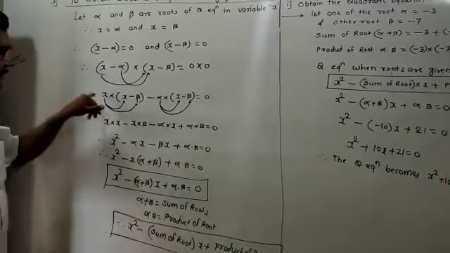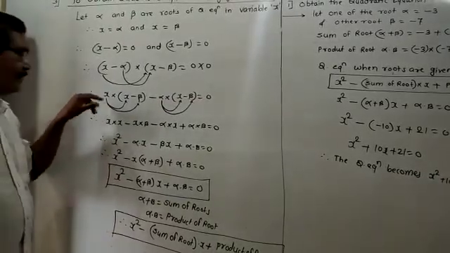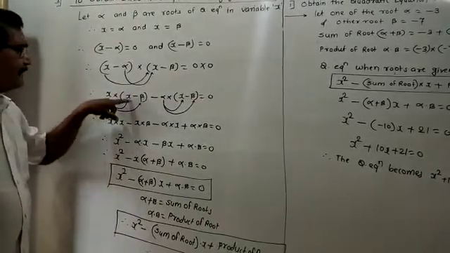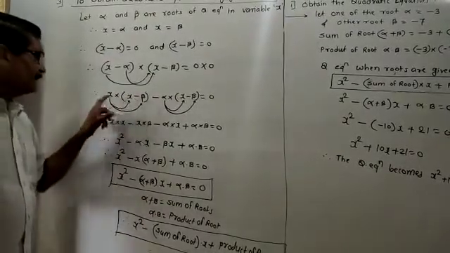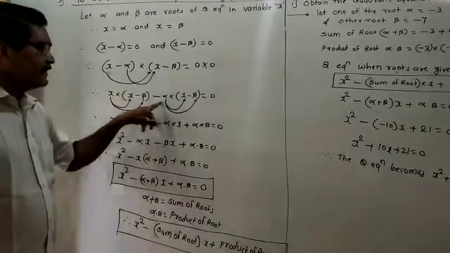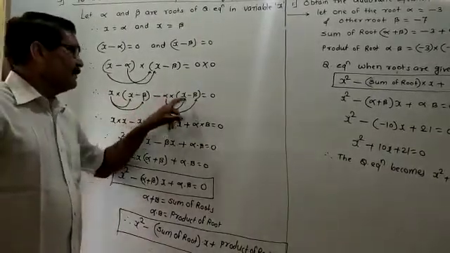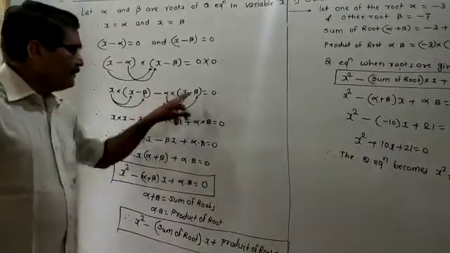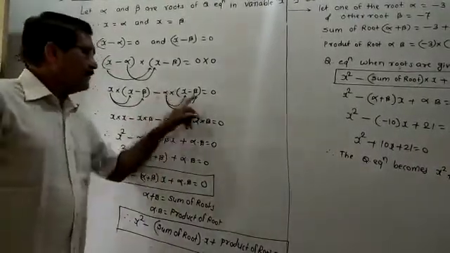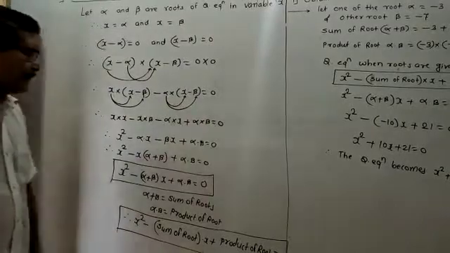Here again you have to use the distributive law. x will multiply with x and with minus beta. x multiplied by x, minus x multiplied by beta, minus alpha will multiply with this x, minus alpha multiplied by x, and minus multiplied by minus is equal to plus, and alpha multiplied by beta is equal to 0. Then you have to do the product.